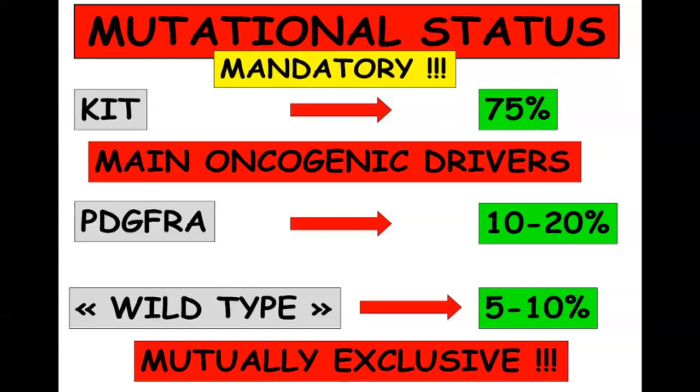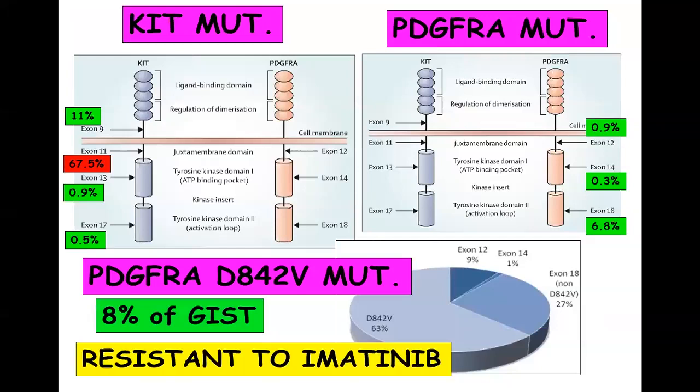What about KIT mutation? 11% are exon 9 mutation, but the vast majority of KIT mutation are located on exon 11 in 67.5%, very rarely exon 13, 0.9%, or exon 17, 0.5%.